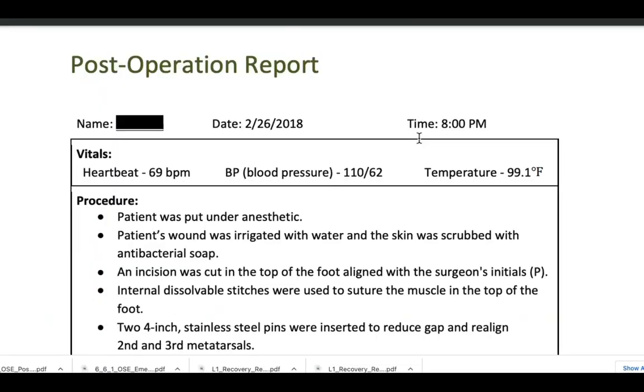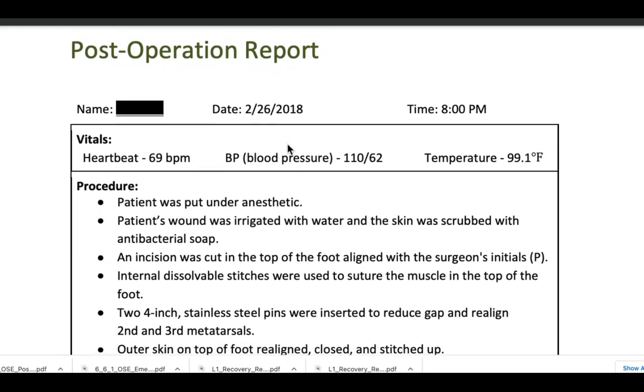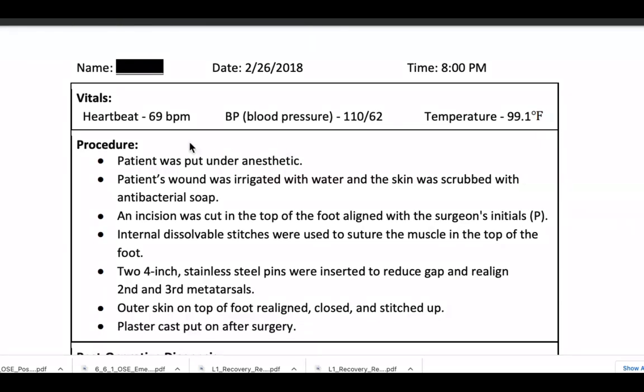Okay, so here's his post-operation report. This is the same day, so he literally had surgery that day that he dropped his weight. So it wasn't like it's a couple days later, it was the same day. So they have our notes here. So the patient was put under anesthetic, which means they put him to sleep so he could do the surgery.